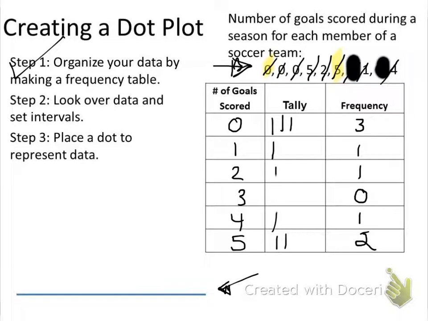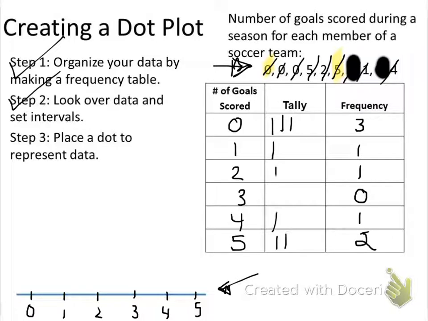We need to look through our frequency table data and figure out what numbers are going to go along the bottom of our line. Well, it looks like we need numbers between 0 and 5. It's really important that you set them evenly spaced across the line. So I'm going to write 0 here, and then about a centimeter later 1, 2, 3, 4, and 5. I suggest in your notebook when you're making these, you use a ruler just to make sure they're about the same distance apart. So now we've got our intervals set.